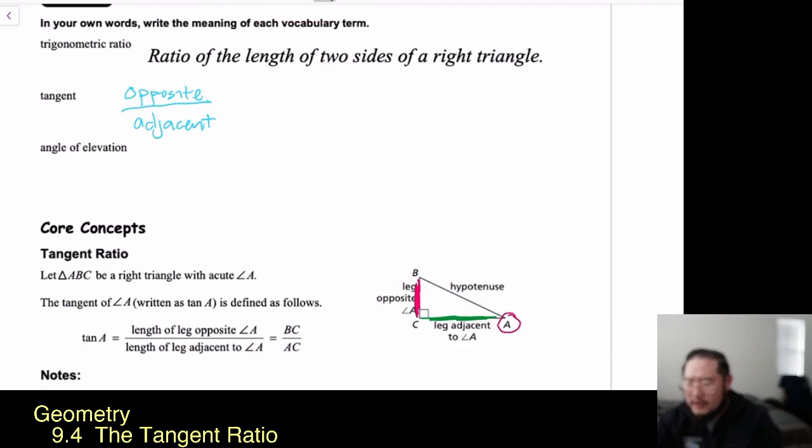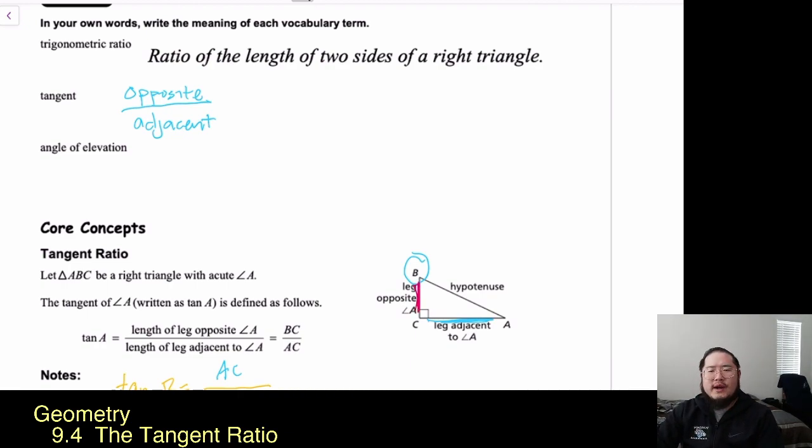I could also, in turn, say the tangent of B. And what that would equal is the opposite over adjacent, so let me go ahead and erase this. If you look at the triangle right here, and I start with angle B, opposite would be CA or AC. The adjacent side would be A to B right there. And that would be tangent of angle B.